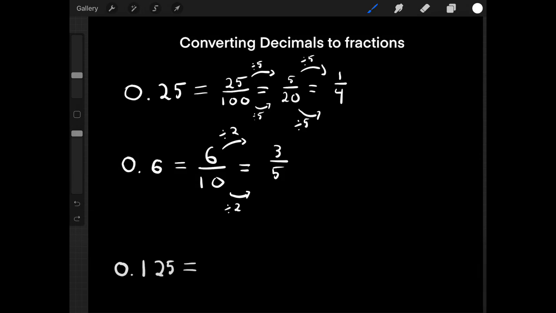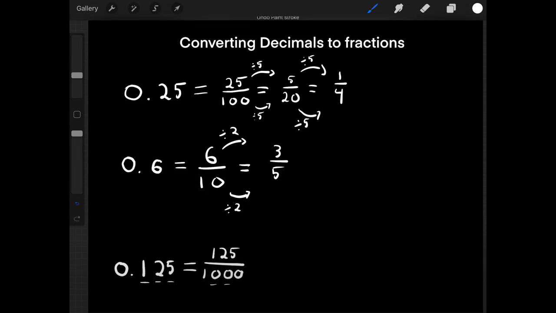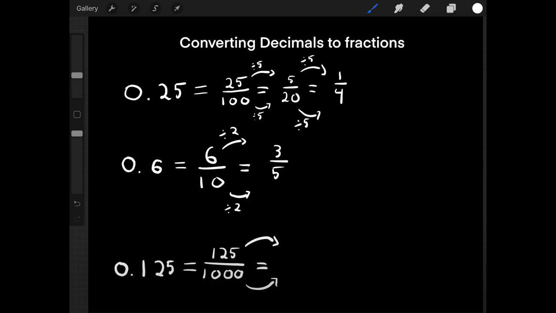Alright, now we move on to our final example right here, and we're going to start off by doing the same steps, so we move 125 into the numerator's place with the denominator 1000 because 0.125 fits into the thousandth spot. Now we move on to simplifying, so we divide both the numerator and the denominator by 5, and we get 25 over 200.